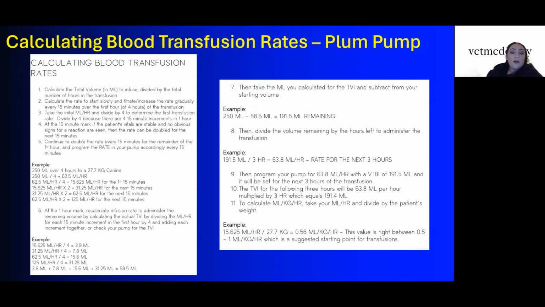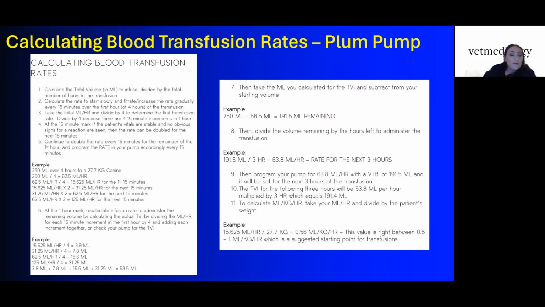At the 1 hour mark, recalculate the infusion rate to administer the remaining volume by calculating the actual total volume infused, by dividing the mils per hour for each 15-minute increment in the first hour by 4 and adding each increment together, or check your pump for the total volume infused, which is easier. You should be using the rate and the VTBI method so that it's alerting you each time that the volume is infused. So 15.625 mils an hour divided by 4 equals 3.9 mils total volume infused.